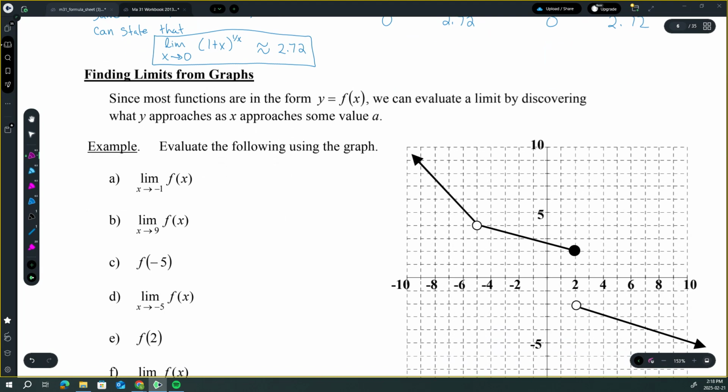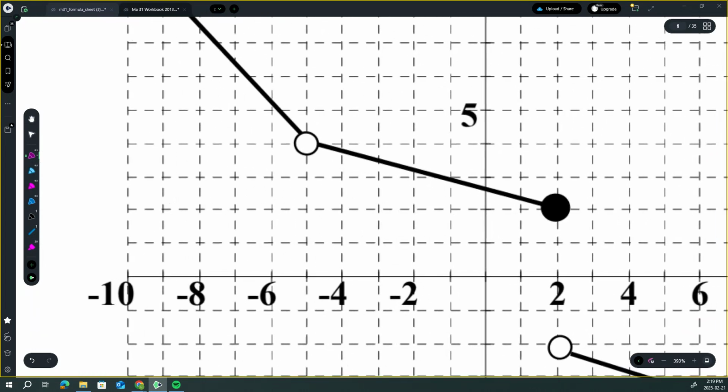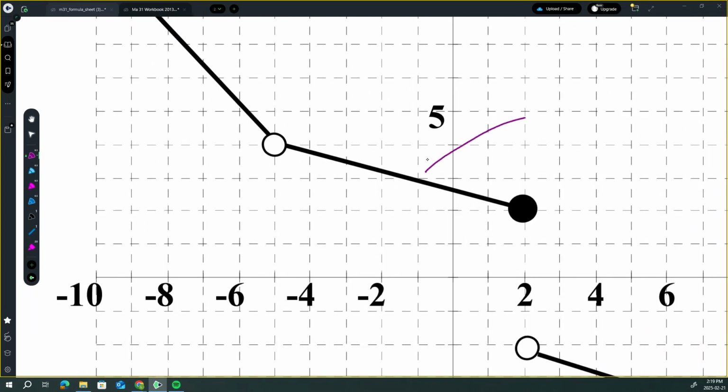So let's take a look at a here. We're asked to figure out the limit as x approaches -1. We're assuming here, without any additional signage, that x is approaching -1 from both the left and the right-hand side. Now, it's asking, what is the value of f of x as x approaches -1? So this is where we take a look at our graph. For a, it's referring to this point right here, because that's where x is -1.